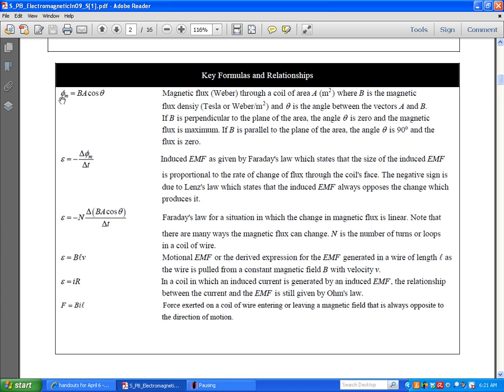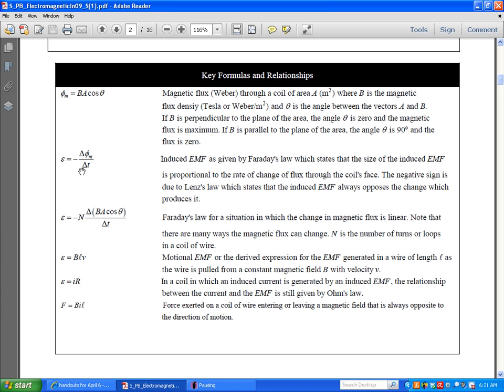And this right here is the Greek letter phi, and the little m is for magnetic, so magnetic flux is equal to the field strength, which is B, times A, times the cosine of theta, which is the angle between B and A. And if the field is parallel to the plane of the area, the angle is 90 and the flux is 0. If it's perpendicular, then you get all of the field lines passing through that particular surface area, and you get maximum flux.